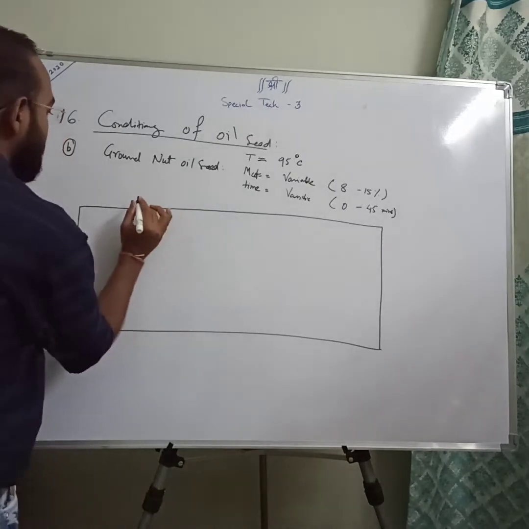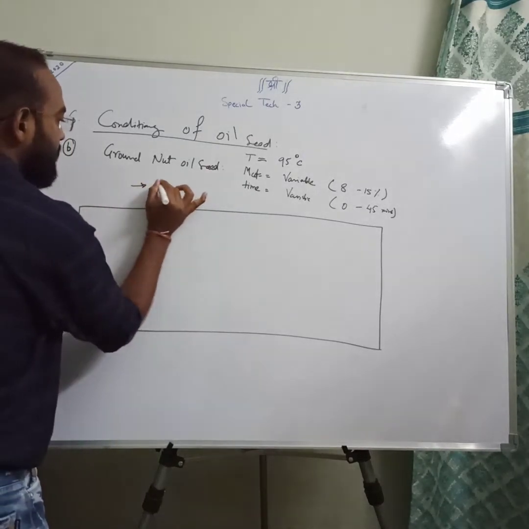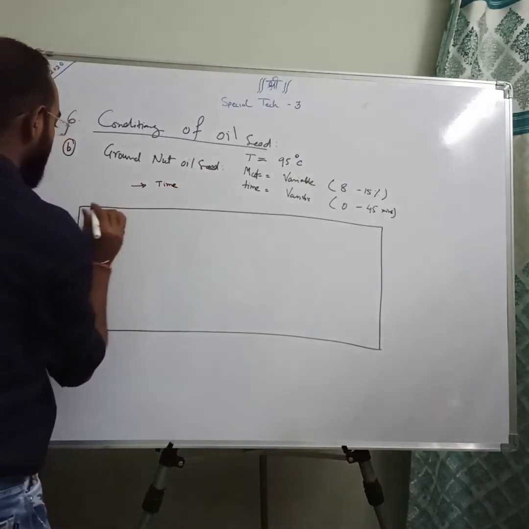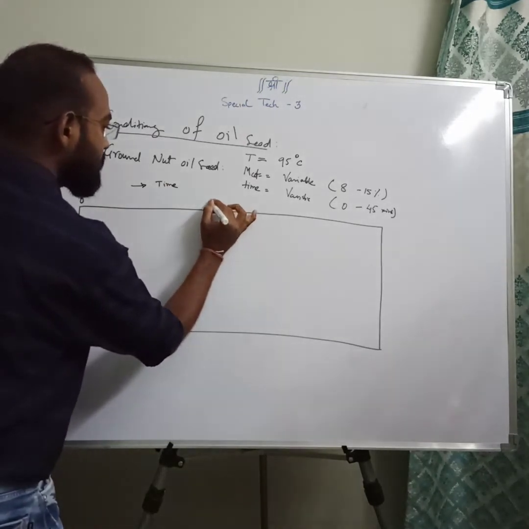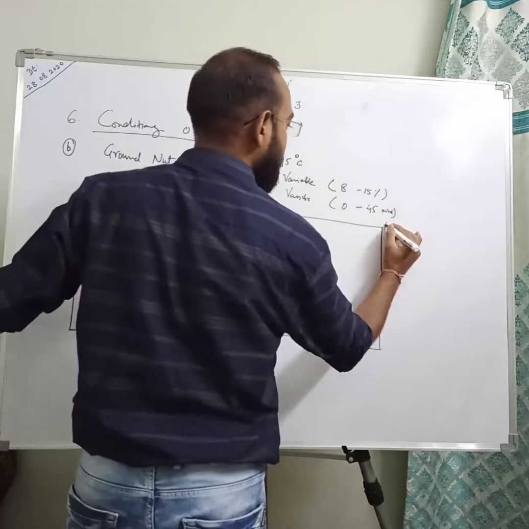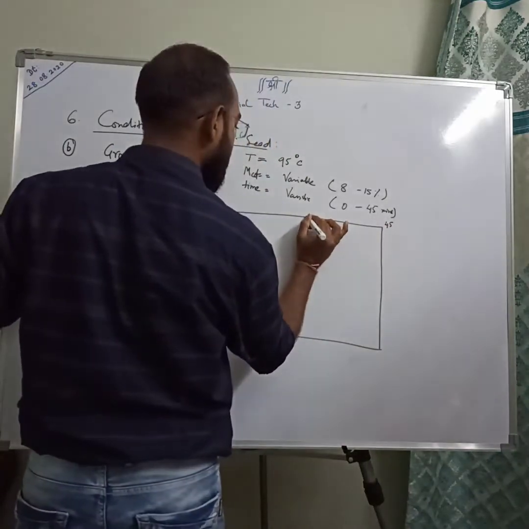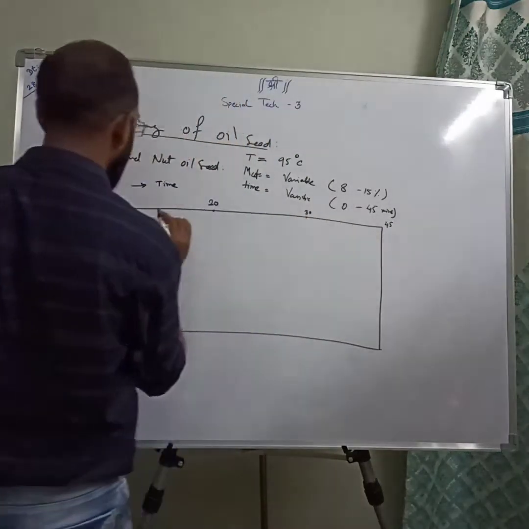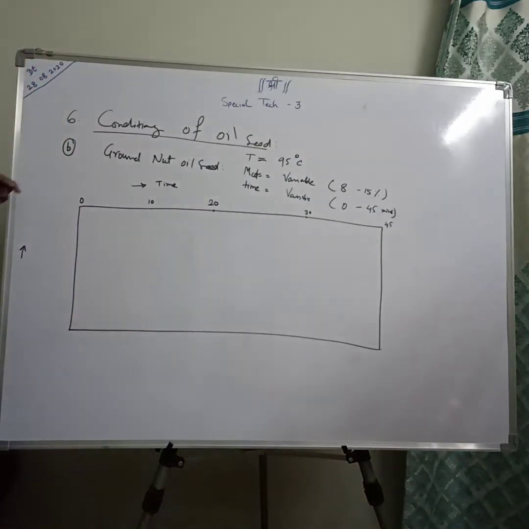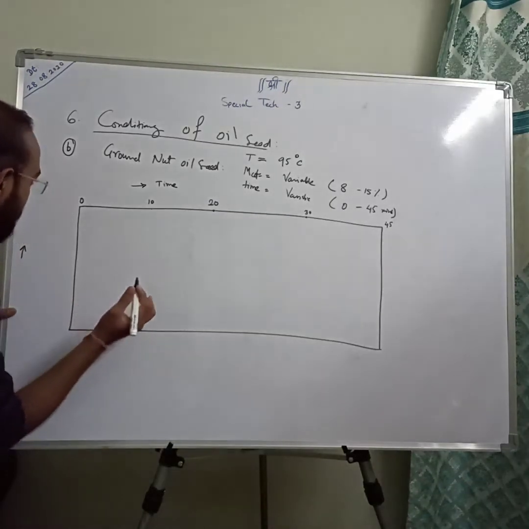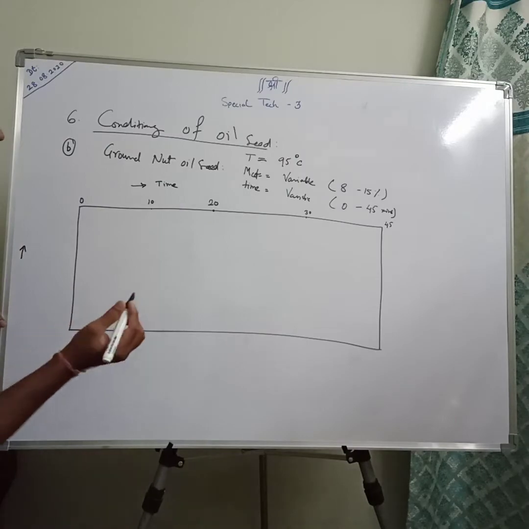Here is time. This is 0 for time. This is somewhat 20. This is 45. This is 30. This is 10. It will be more clear to everyone through notes and the various PDFs or data available in the book.